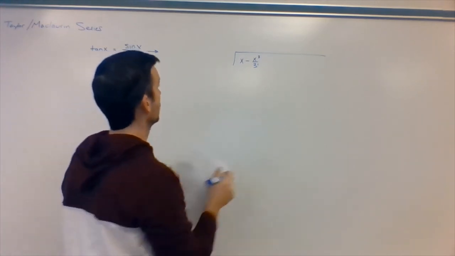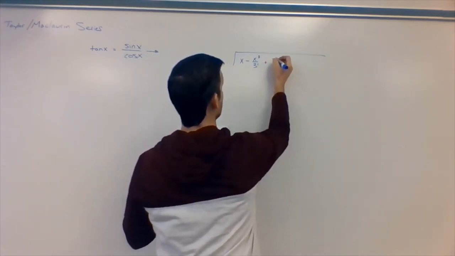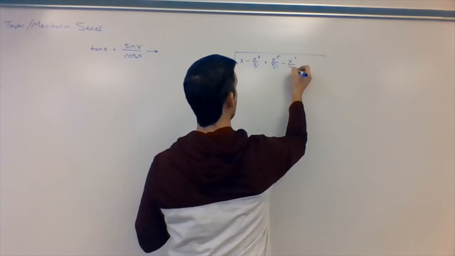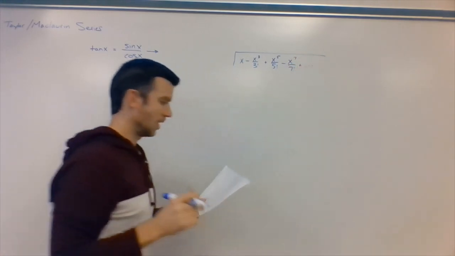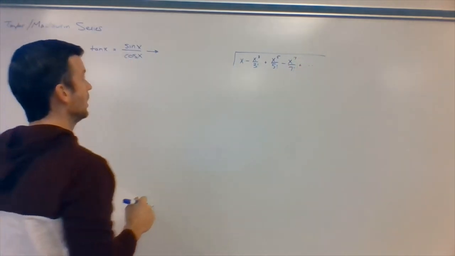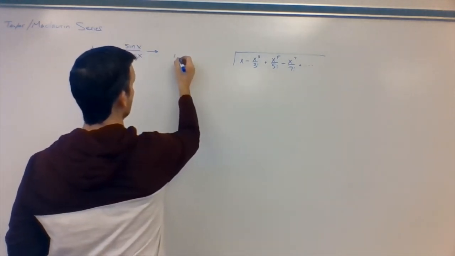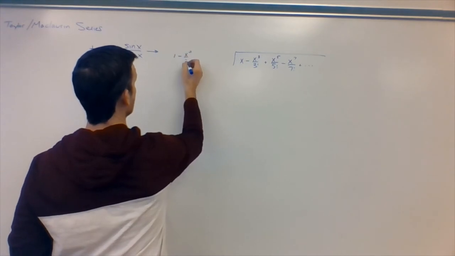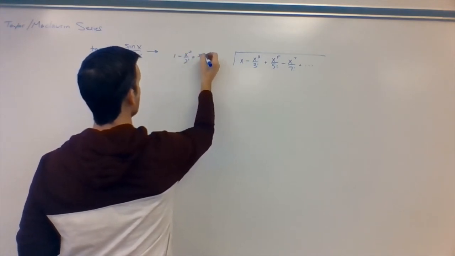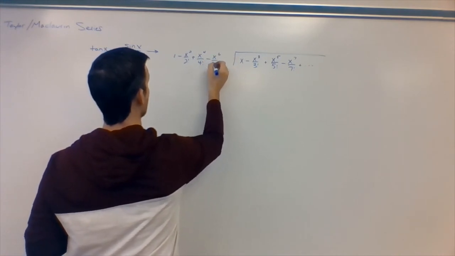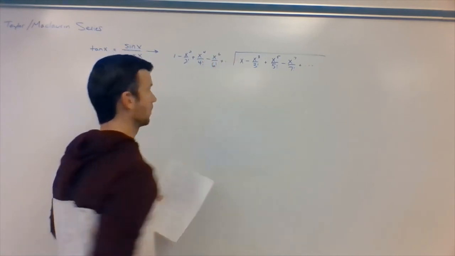Plus x to the fifth over 5 factorial minus x to the seventh over 7 factorial, and so forth. I need the first 3 non-zero terms again, and I'm dividing that by cosine, which would be 1 minus x squared over 2 factorial plus x to the fourth over 4 factorial minus x to the sixth over 6 factorial. Hopefully that's enough.